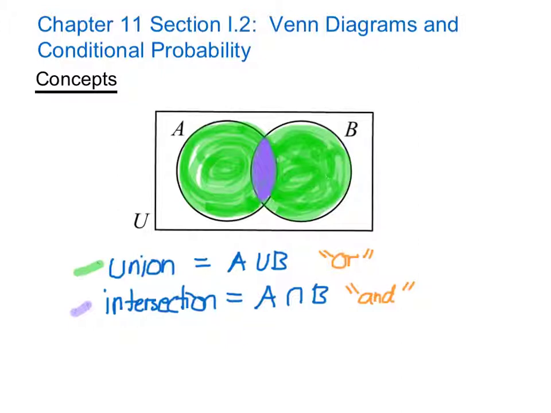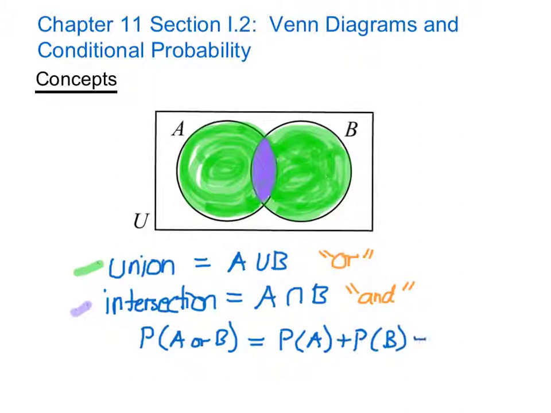Now from previous work, we know that using an OR statement, right, the probability of A or B occurring is equal to the probability of A occurring plus the probability of B occurring minus the probability of A and B occurring at the same time.